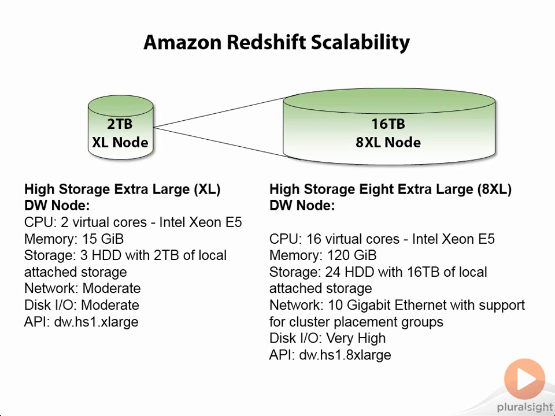You can see the detailed specs here. Really, the main difference between the two is the memory size and the network speeds. At the bottom, I've also included the API listing for the two different types of nodes. Now we'll get to my favorite part about Amazon Redshift, and this is the cost.